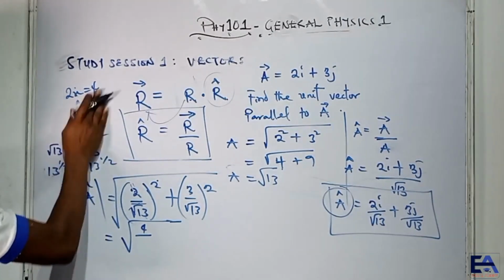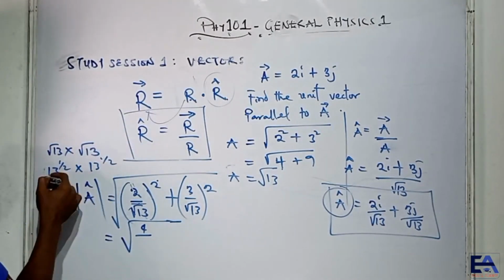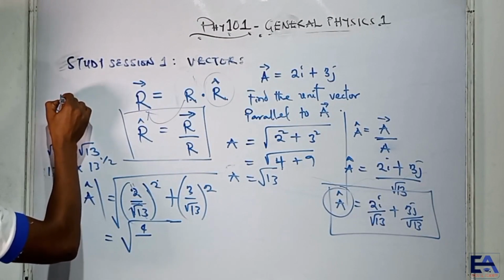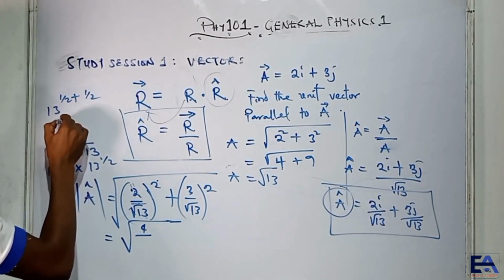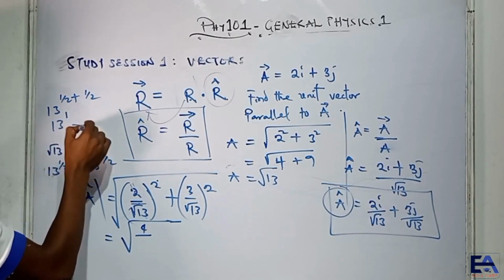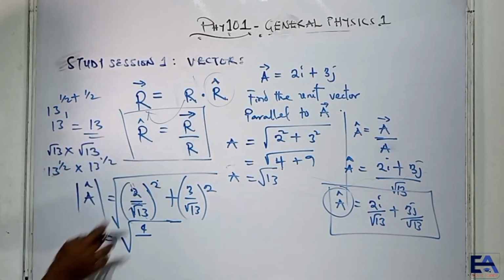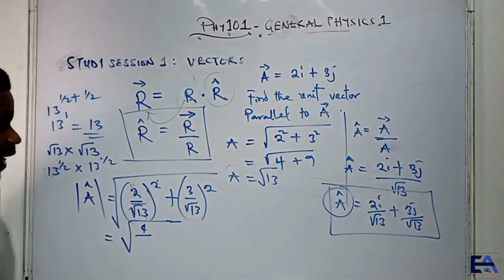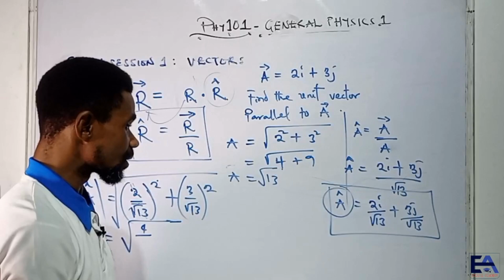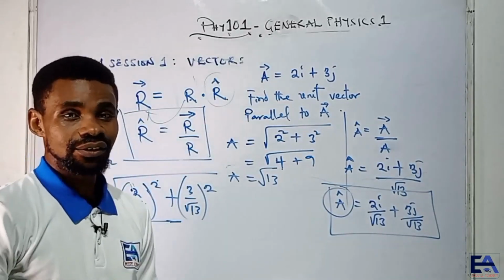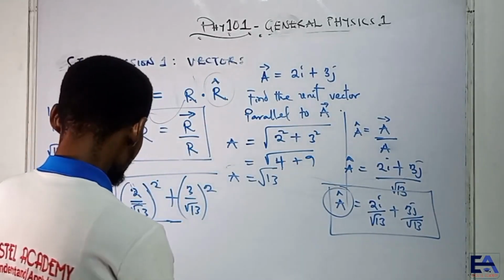So if you bring the two together, according to the law of indices, it's going to be 13 raised to the power half plus half, and that's going to be 13 raised to the power 1. And any number raised to the power 1 is equal to that number. If you don't get all this, don't worry. I have a video on indices. You can just check the link and watch the video on that too.